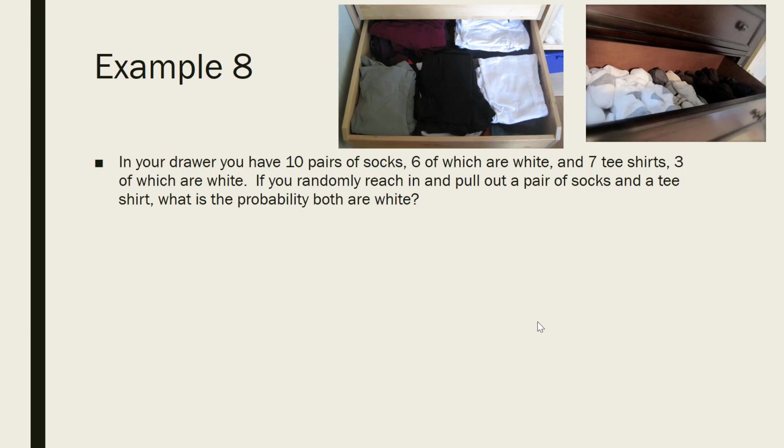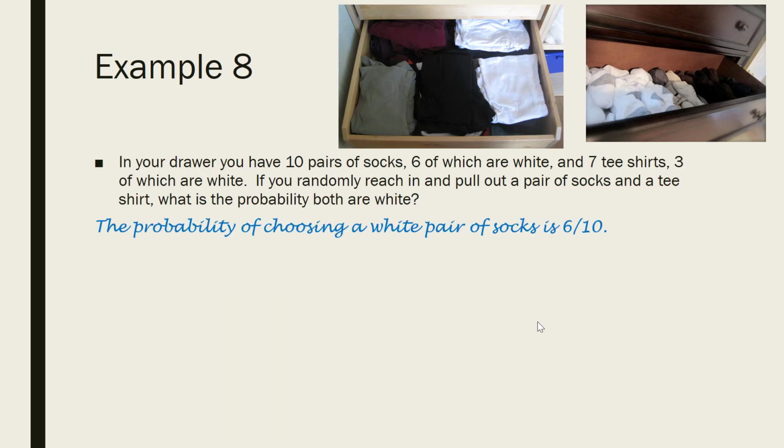Here's example 8. It says, in your drawer you have 10 pairs of socks, 6 of which are white, and 7 t-shirts, 3 of which are white. If you randomly reach in and pull out a pair of socks and a t-shirt, what is the probability that both are white? The probability of choosing a white pair of socks would be 6 out of 10 because 6 of those pairs are white and we have 10 pairs total. The probability of choosing a white t-shirt would be 3 out of 7 because 3 of the shirts are white and there are 7 total shirts.